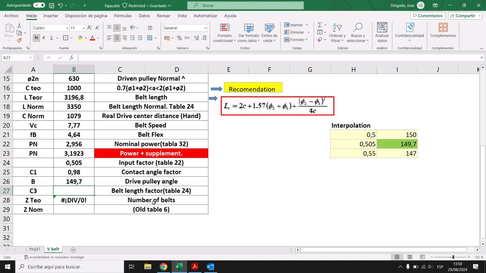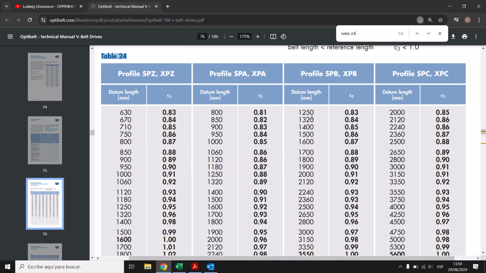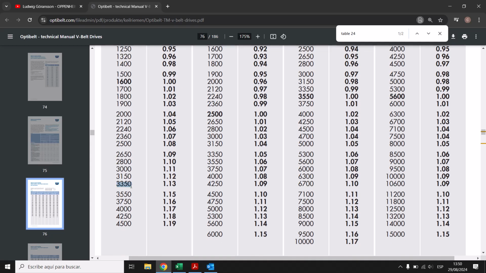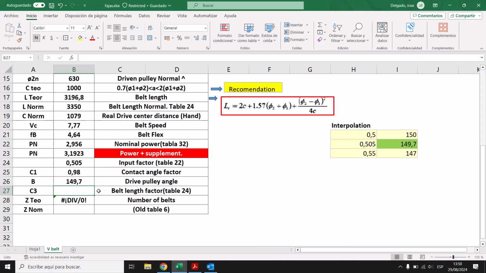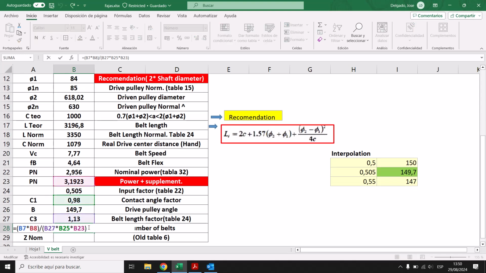And this is the belt length factor. It's another factor here, C3. And we have a belt with this length, and the factor is 1.13. So just put it 1. The number of belts theoretically, you can see, is this.